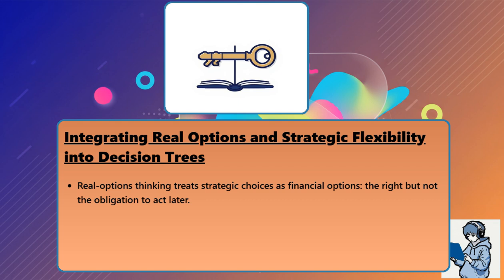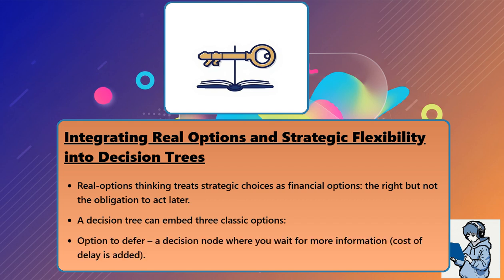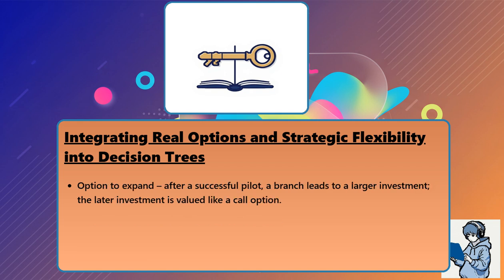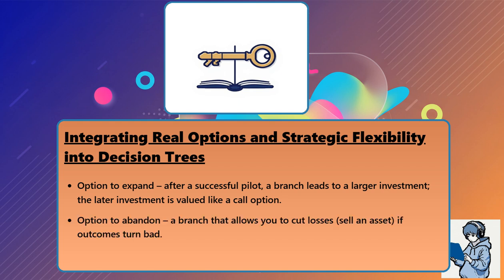Real options thinking treats strategic choices as financial options, the right but not the obligation to act later. A decision tree can embed 3 classic options. Option to defer: a decision node where you wait for more information, and the cost of delay is added. Option to expand: after a successful pilot, a branch leads to a larger investment. The later investment is valued like a call option. Option to abandon: a branch that allows you to cut losses, selling an asset if outcomes turn bad.